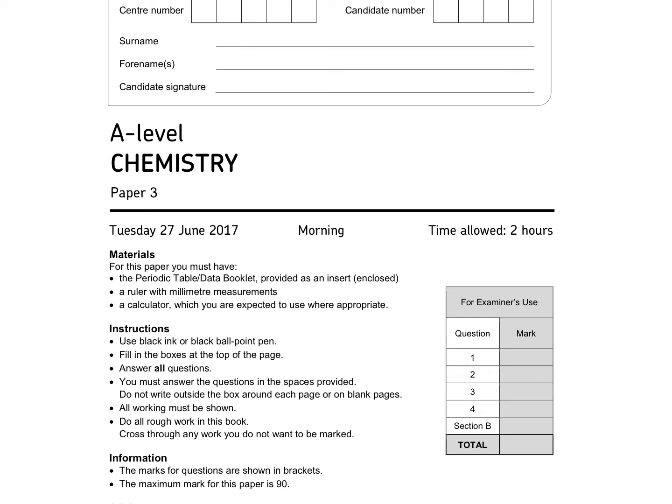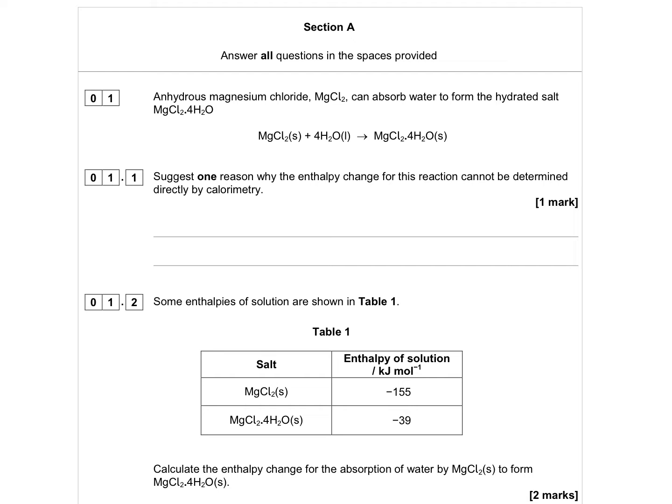This is a video walkthrough for AQA A-Level Chemistry Paper 3 from June 2017. So this first question relates to the calorimetry in a cup required practical.